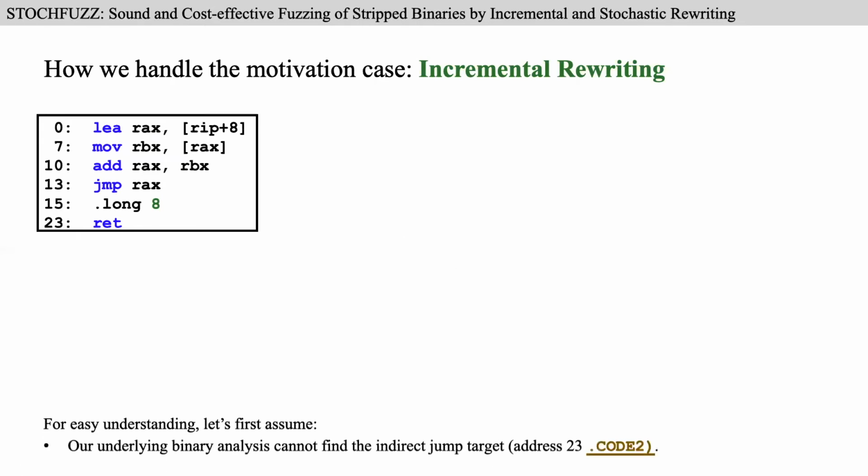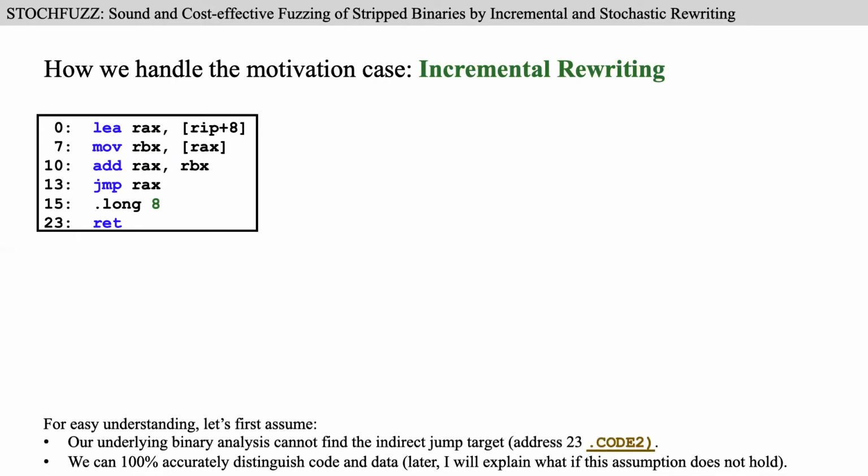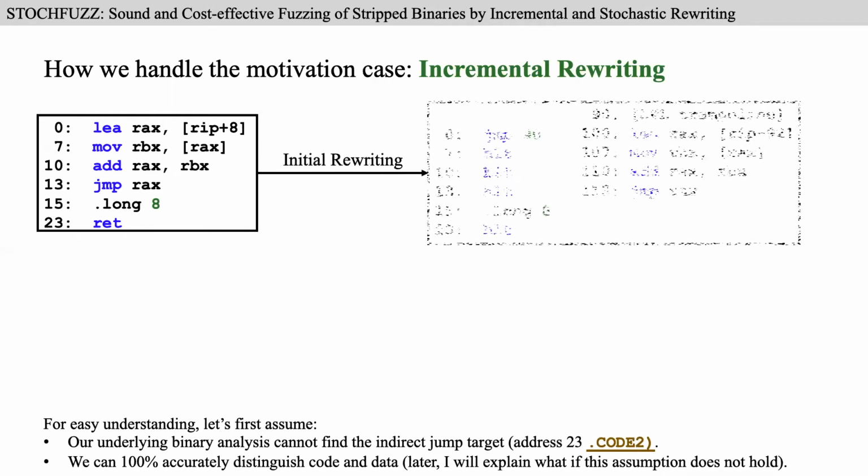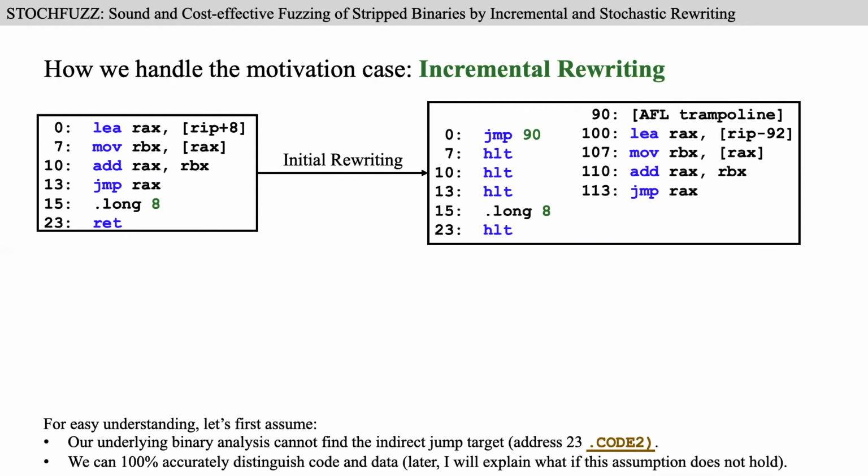Let's first assume that our underlying binary analysis can find the indirect jump target code 2 at address 23. We additionally assume we can distinguish code and data. Incremental rewriting starts with an initial rewriting step, which guarantees that the program will raise an intentional crash when it reaches an unresolved place. To do so, we patch all code with HLT instructions. Those HLT instructions will trigger a segmentation fault once executed, which denotes an unresolved target.